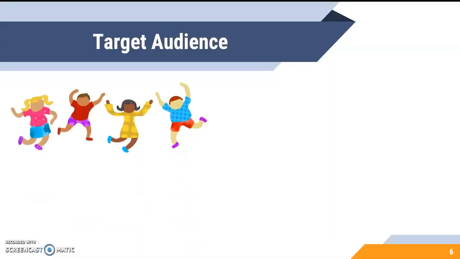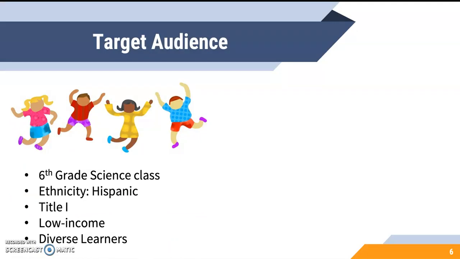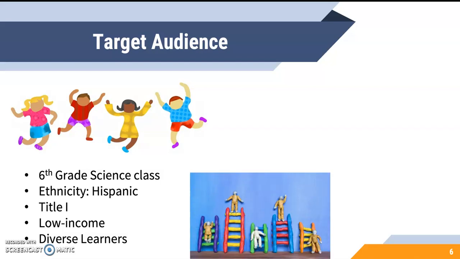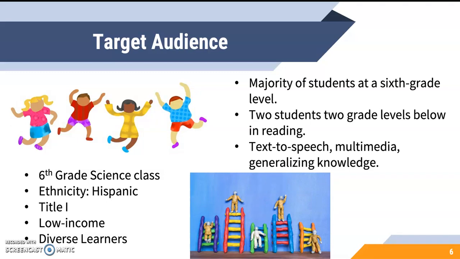This course will be targeted towards a group of 6th grade science students. Their ethnicity is Hispanic and they all attend a Title I low-income school. They're a diverse group of learners and most of them are at grade level. However, 2 are below reading level. To assist them in their learning, the course will offer text-to-speech options for articles, multimedia that will enhance their comprehension of the topic, and it will include graphic organizers to help generalize new knowledge.